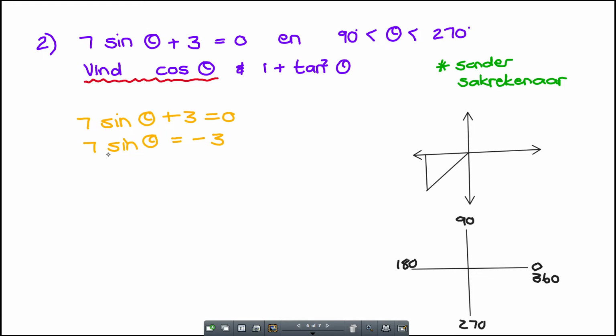Okay, now I want to get rid of that 7 in front, so which means I'm going to divide by 7. So dan het ek sin theta is gelyk aan minus 3 gedeel deur 7. Nou lyk hy soos die vorige voorbeeld. Is julle by? Okay, so hier was daar net 'n ekstra stappie eers gewees.